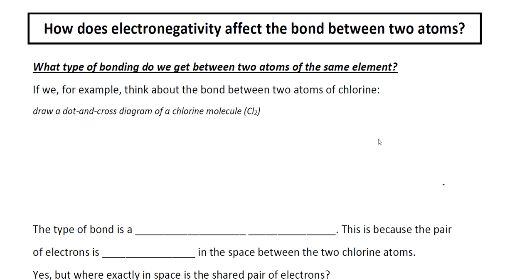So the main point of all of this is, how does the difference in electronegativity affect the bond between two atoms? A little bit of space repetition. Draw me, please, a dot and cross diagram for a chlorine molecule. And think about what type of bond you have got.